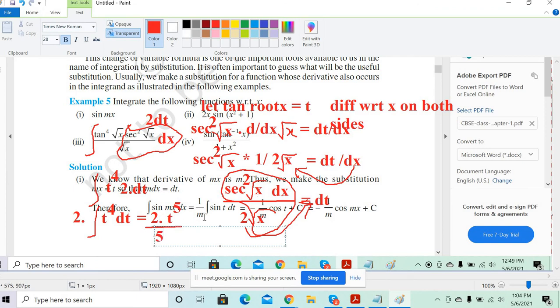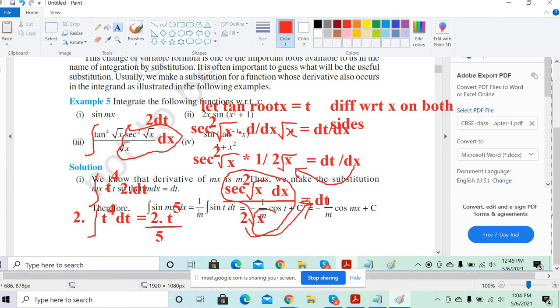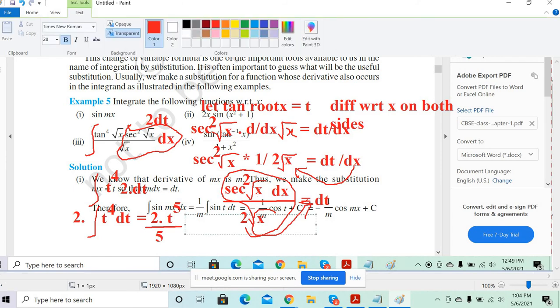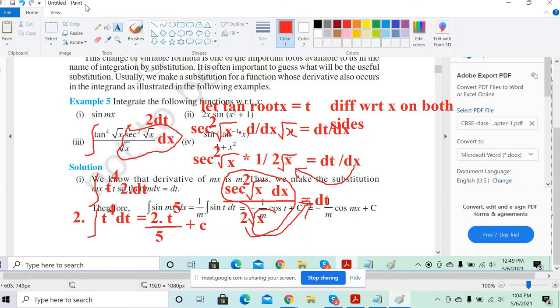Now we just need to substitute the value of t, plus c. Now do this with your understanding, Vijay. So let's see how you do that, because once you do it with your understanding, it will be more clear to you.